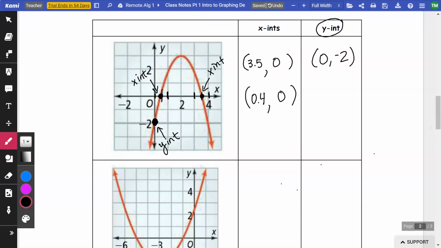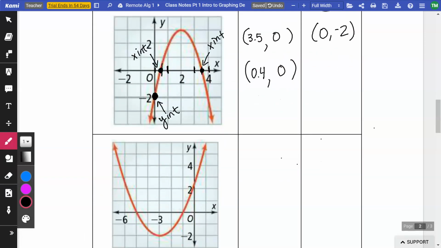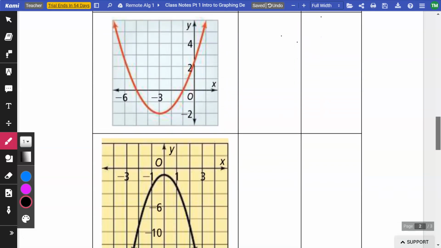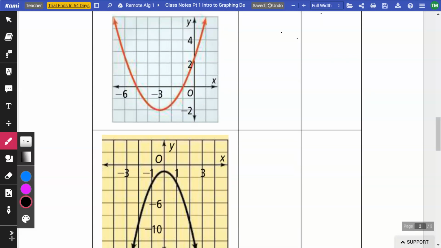Usually my tablet recognizes that I'm trying to scroll with my finger, but it's not working today for some silly reason. So for the second and third parabola, why don't you guys go ahead and pause the video, identify the x and the y-intercepts without me, and then press play when you're ready to check your answers.